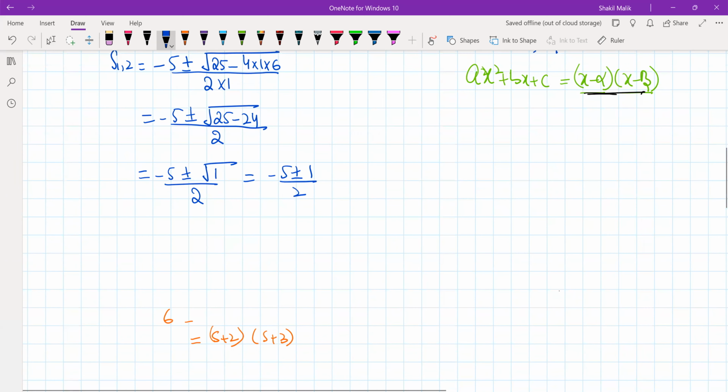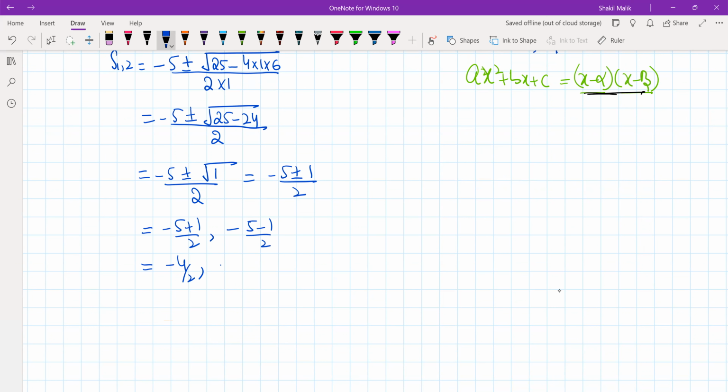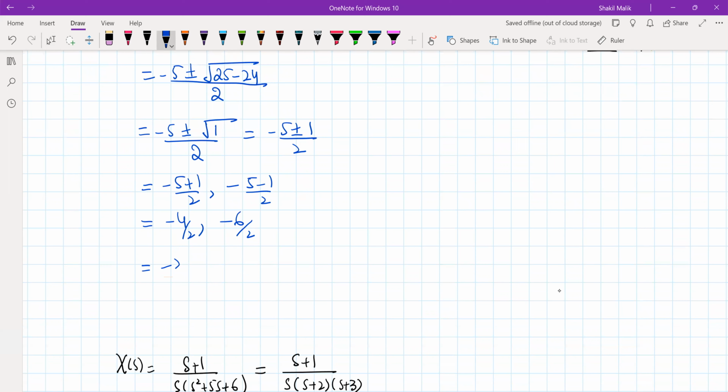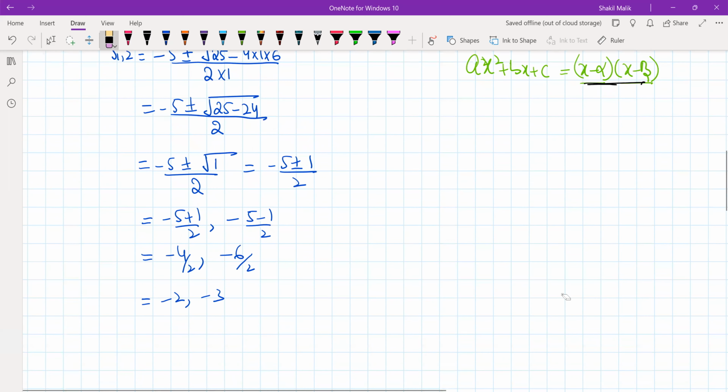Then this can be written as minus 5 plus 1 divided by 2, and minus 5 minus 1 divided by 2. So it is minus 4 by 2 and minus 6 by 2, which is the same as minus 2 and minus 3. So the roots are minus 2 and minus 3.